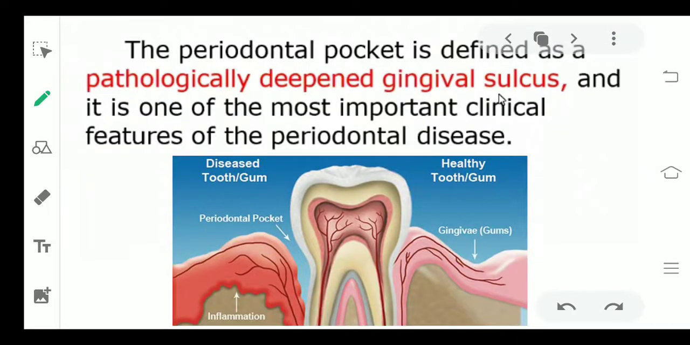In periodontitis, the major thing you're going to see is a periodontal pocket. Now what is this pocket? This pocket is actually nothing but a pathologically deepened gingival sulcus.